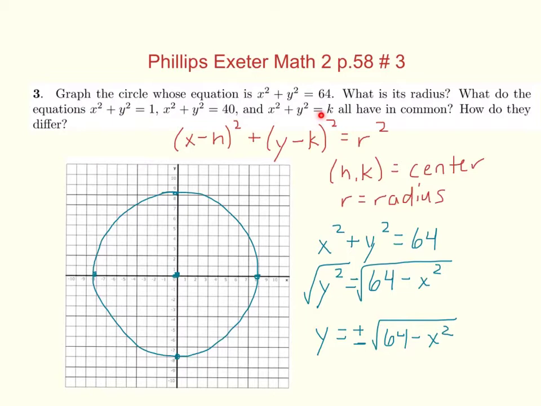Okay, and how do they differ? Well, they have different radius lengths. So this radius length was 8, the square root of 64. The square root of 1 is 1, so the radius of this circle is 1. The radius of this circle is the square root of 40. It's not a nice, super easy number, so we can just do the square root of 40, I believe it's 2 root 10. And then this would have a radius of the square root of k. And that's kind of an introduction to circles centered at the origin.